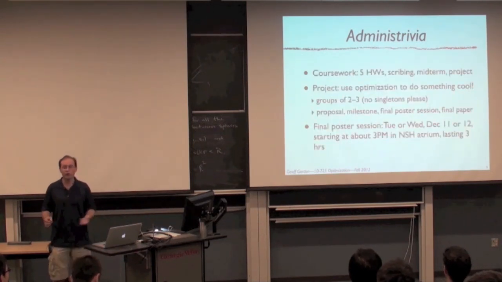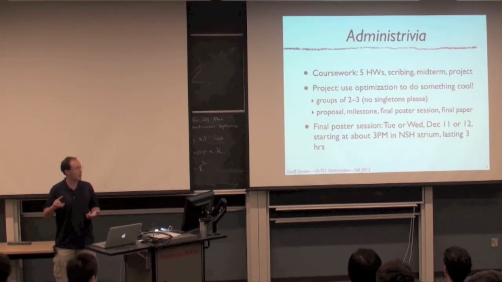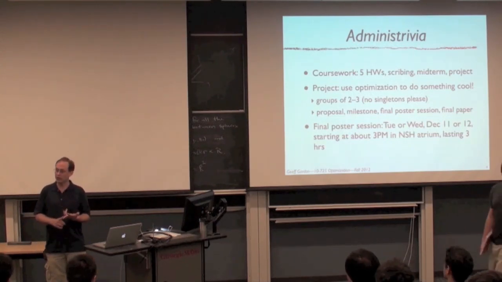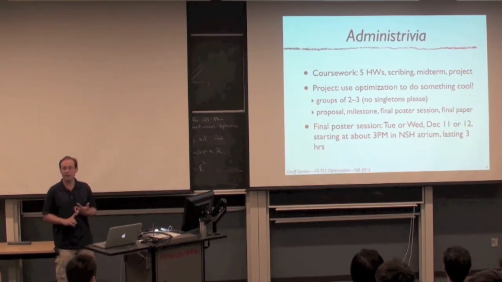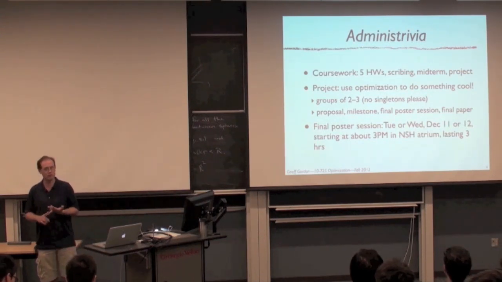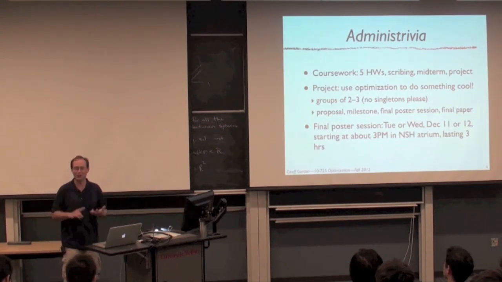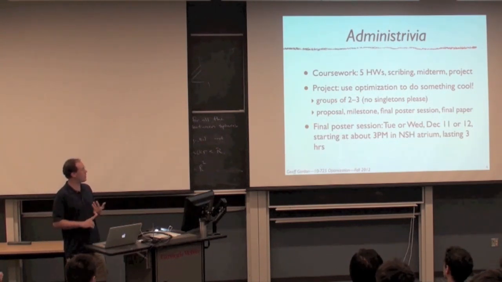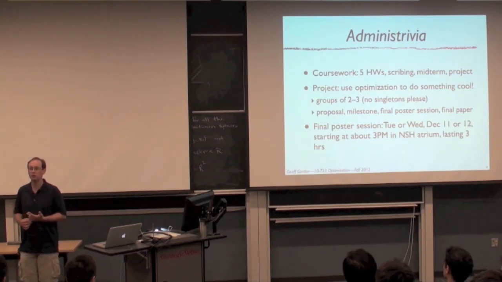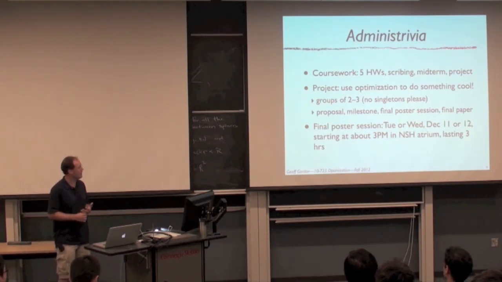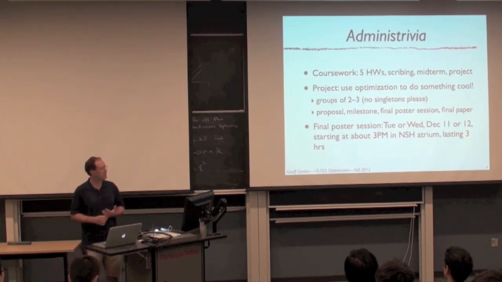The main work for the course: there are going to be 5 homeworks. Everybody's going to be required to scribe 1 lecture, so you've probably already got an email about that. There's going to be an in-class midterm. It's probably more of a 2/3 term, but we call it a midterm. And then there's a final project. The final project is basically just use optimization to do something cool, right? So that's a very, very simple and succinct explanation of what you're supposed to do.